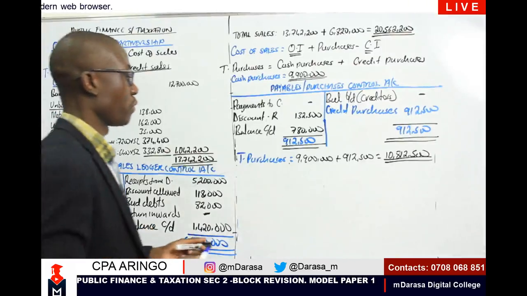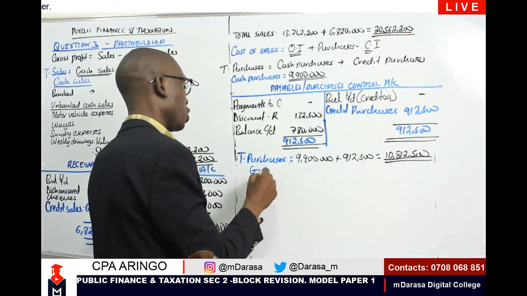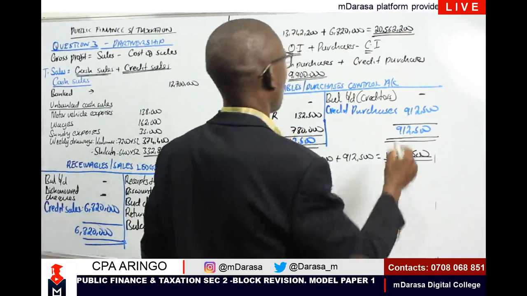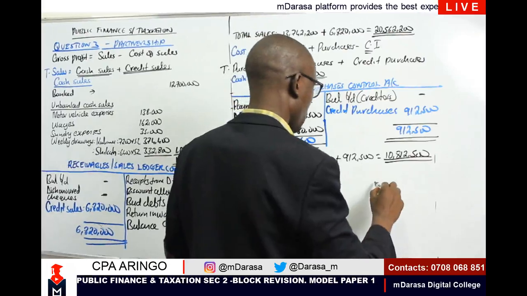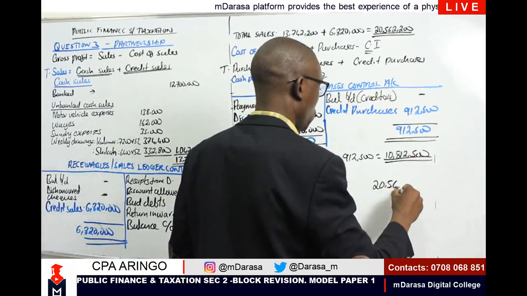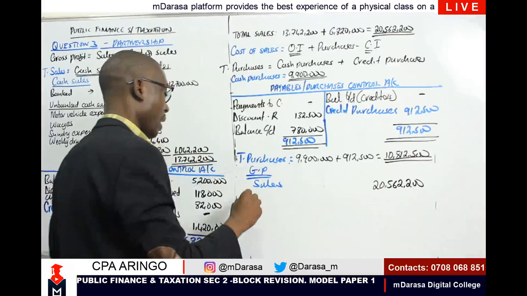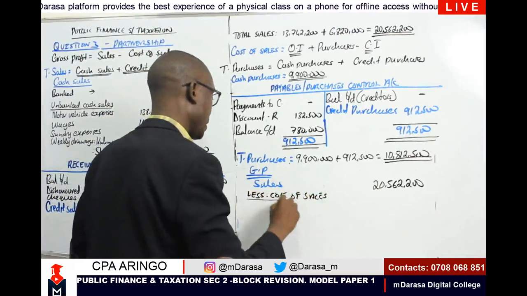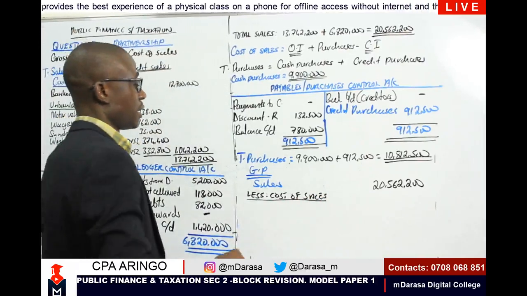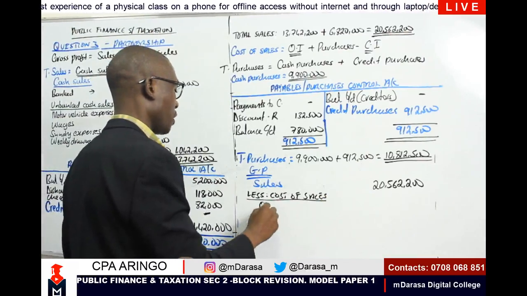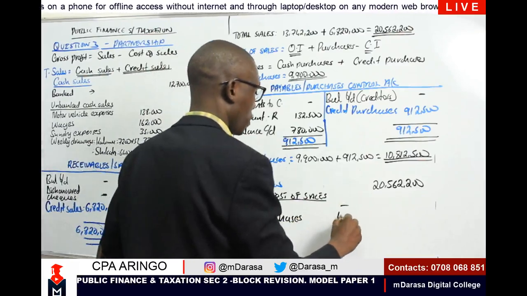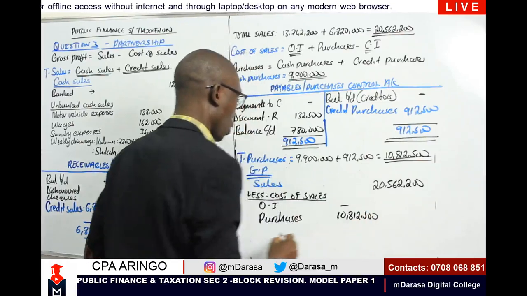So how will we determine our gross profit, my good students? To determine our GP, we have our sales here, right? Sales of 20,562,200. We less cost of sales. Deducting our cost of sales, I'm going to have our opening inventory, which we didn't have. Our purchases, we've determined to be a figure of 10,812,500.